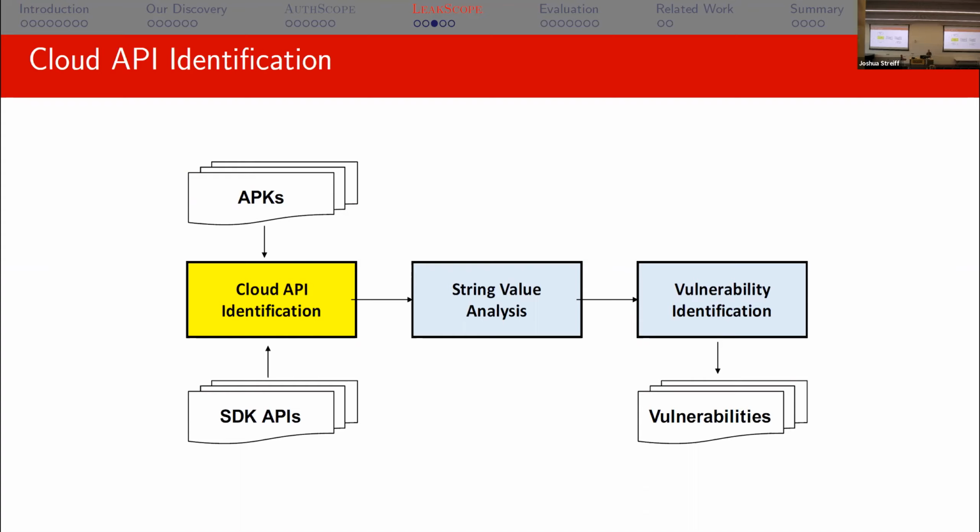The first one is to identify the cloud APIs used by the mobile apps. We want to identify those APIs. It takes 2 inputs. One is the APKs, right? You download from the app store. Second one is the SDK APIs, because we have to know which API takes app key or root key as parameters. We have to know this knowledge. So those are the inputs, and the tool is going to automatically identify them.